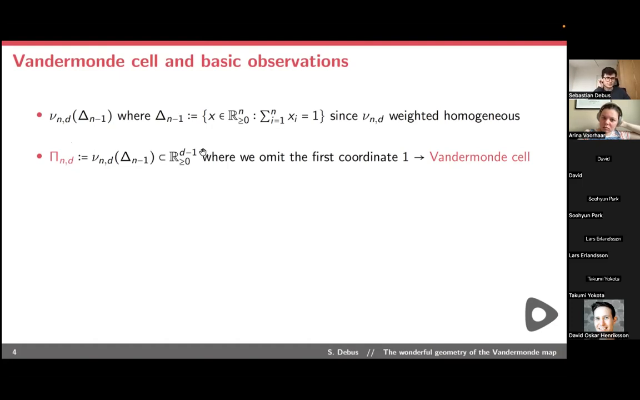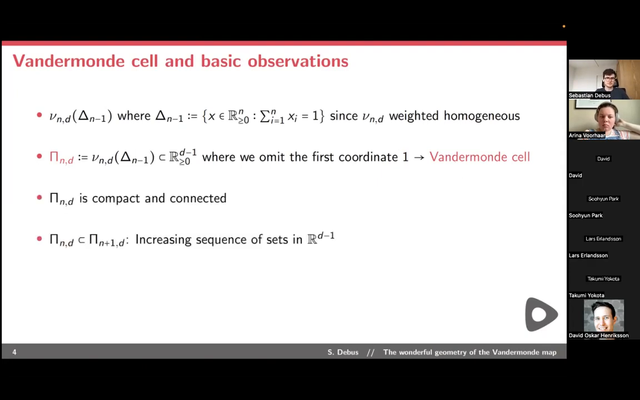And why can we do this? So every power sum pi is homogeneous. So it's enough to understand the image of the Vandermonde map restricted to the non-negative orthant on the probability simplex, because otherwise your element x is just of the form lambda times y, where y is contained in the probability simplex. Now this Vandermonde map is weighted homogeneous, so you can take out, based on homogeneity, your scalar lambda, and you have to understand the image on the probability simplex. And this is what we then call a Vandermonde cell. And we want to understand the combinatorial structure of this Vandermonde cell.